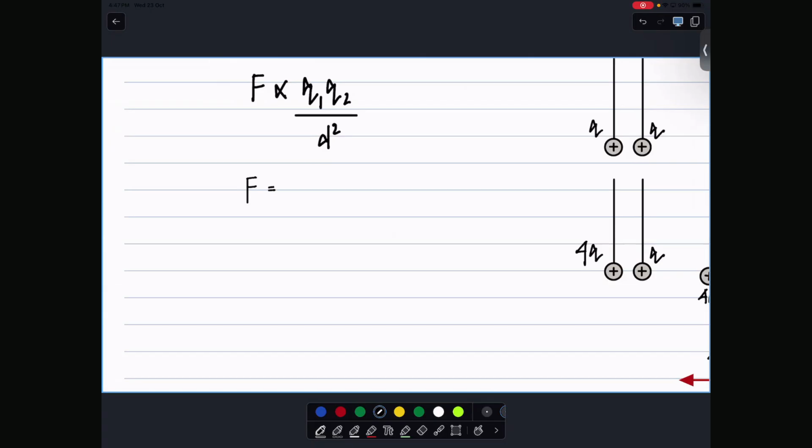Okay, so K Q1 Q2 divided by D square. Luckily, this constant is wrong, so we can avoid it. So the reason why it was wrong was because, and this is something we can link to gravitational field.